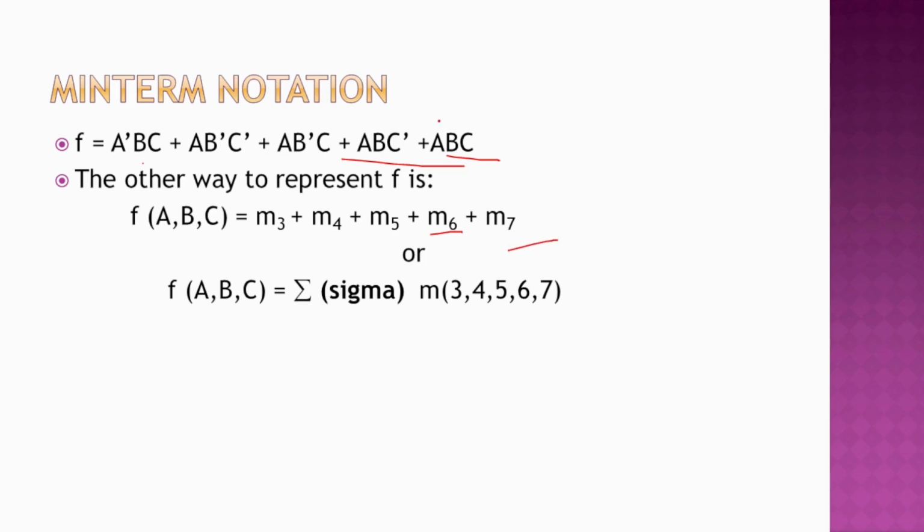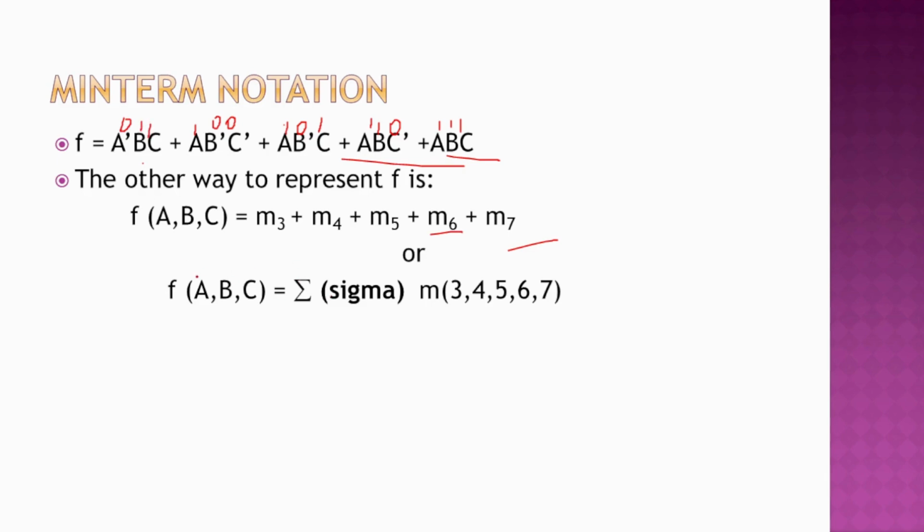ABC means the A value is 1, B value is 1 and C value is 1. ABC dash means A value is 1, B value is 1 and C value is 0. So here A value is 1, B dash value is 0 and C value is 1. 1, 0, 0, 1, sorry, 0, 1, 1.